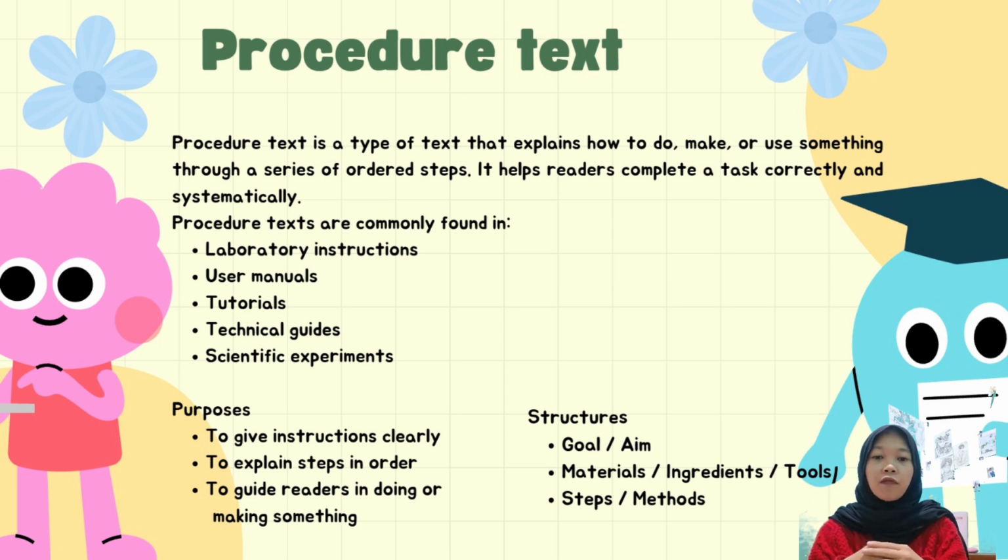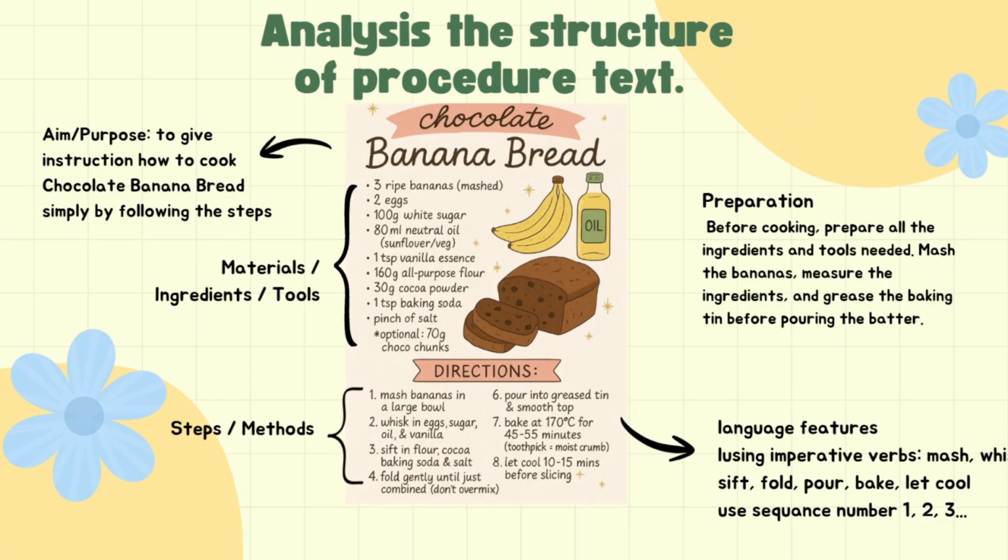Procedure texts are commonly found in laboratory instructions, user manuals, tutorials, technical guides, and scientific experiments. These texts have the purposes of giving instructions clearly, explaining steps in order, and guiding readers in doing or making something. There are 3 main structures of procedure text. First, goal. Second, materials, ingredients, or tools. Third, or last, steps or methods.